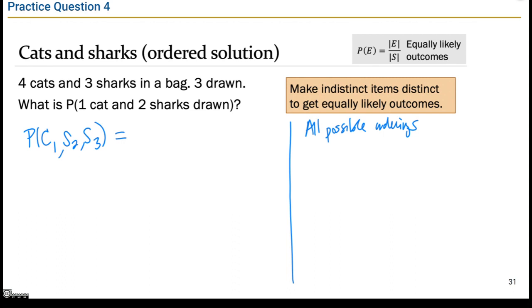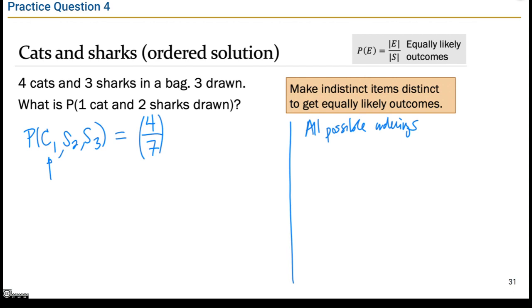All right, why I like breaking it down this way is because now I can say, okay, I have three trials that I'm doing, but I do know what has to happen in the first trial. I have to get a cat. And so in order to draw a cat, let's see, I have 7 animals total. So that's the size of my sample space. And then the number of ways I could get a cat, the number of items in the event cat is just 4. So that's 4/7.